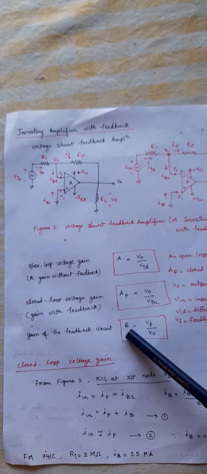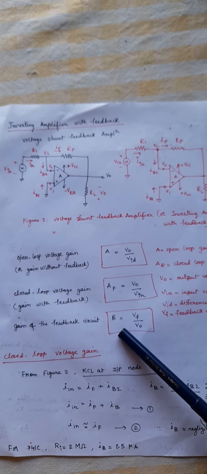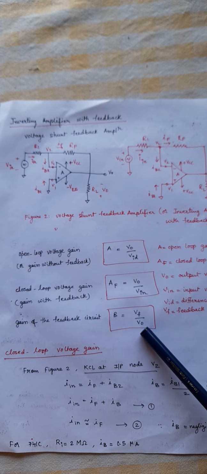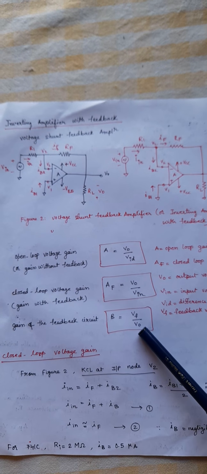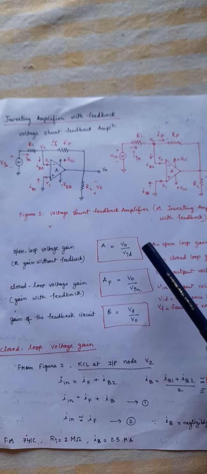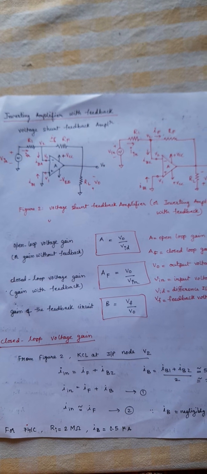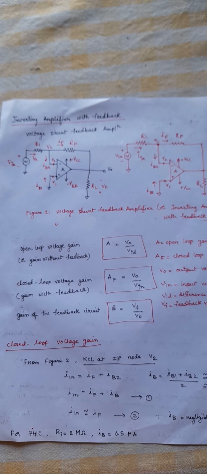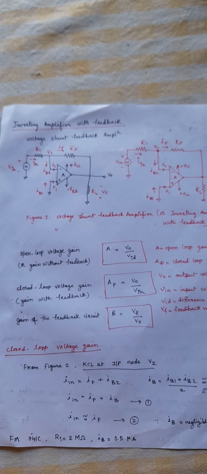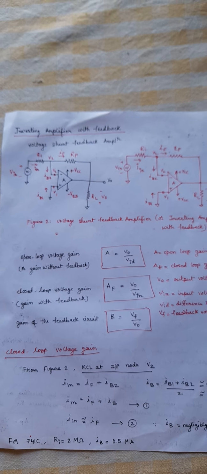There is one more term that is known as gain of the feedback circuit, B, which is equal to Vf by V0. What is Vf? Feedback voltage. V0 is output voltage. So before going into the derivation of closed loop inverting amplifier, these are the three basic definitions one must know: open loop gain A, closed loop gain AF and feedback ratio B.